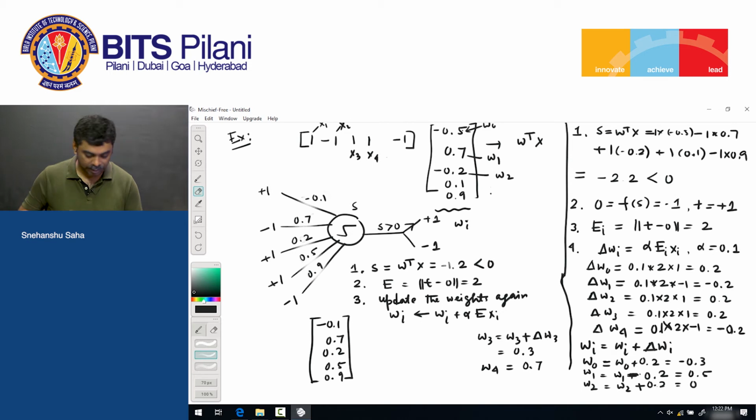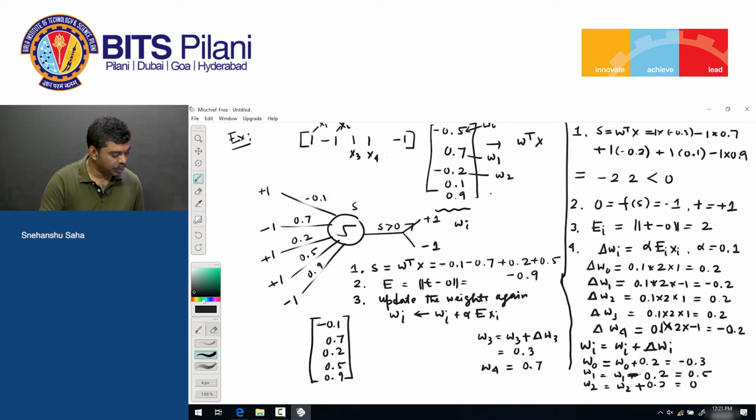And then do this again. I have to recompute this. The inputs haven't changed. So now I have 1 times -0.1, so this is negative 0.1, minus 1 times 0.7, which is negative 0.7, plus 1 times 0.2, which is 0.2, plus 1 times 0.5, which is 0.5, minus 1 times 0.9. If I do that, I think the updated weight vectors are not correct. I'm sorry about that. The updated weight vectors are actually in the next step. What will happen is 0.7, 0.2. Yeah, that's right.